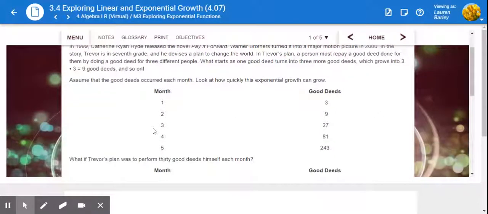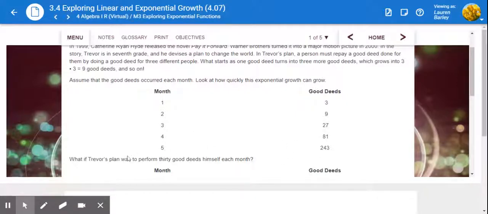So if we look at this chart, let's assume that the good deeds occurred each month. Look at how quickly this exponential growth can grow. On month 1, if a person does 3 good deeds, then by the second month, there will be 9, the third month, 27, and on and on and on.